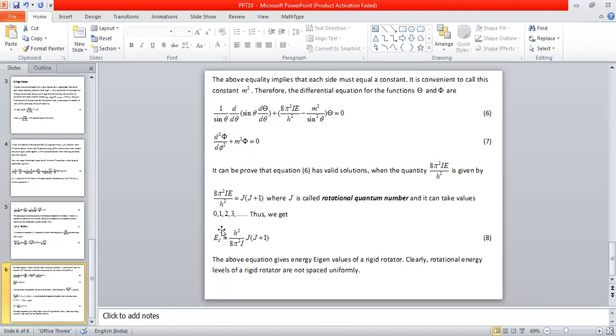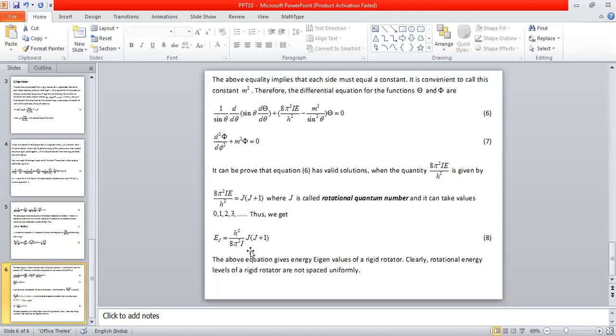And here, just like the previous case, the rotational energy levels of a rigid rotator are also quantized, and they are dependent on this J, called the rotational quantum number. The possible values of the rotational quantum number are 0, 1, 2, 3. Unlike the case of the hydrogen atom, where n equal to 0 is not possible, J equal to 0 is possible in the case of the rigid rotator. So I can conclude that equation 8 represents the energy eigenvalues of a rigid rotator.